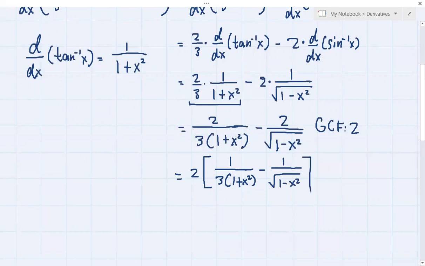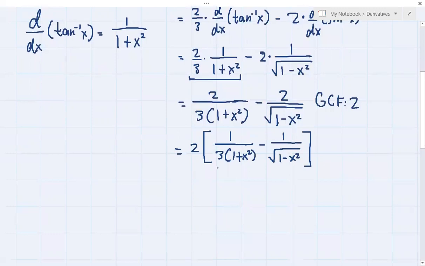Okay? So, pwede na to as your final answer. Or, since kasi you have two fractions and you want to make it as a whole fraction, pwede naman yan. If you're going to make this into a whole fraction, I suggest you should use butterfly technique. I already taught you kung paano gumamit ng butterfly technique sa basics ng rules of differentiation.